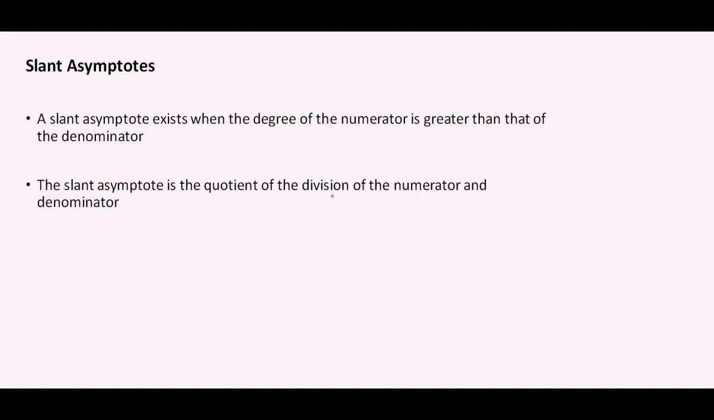So a slant asymptote exists when the degree of the numerator is greater than the degree of the denominator. So if you had an example like 2x squared divided by 3x plus 1, in this case, the degree of the numerator is 2, the degree of the denominator is 1. So we have a slant asymptote in this situation. And to get the slant asymptote, we just divide the numerator by the denominator.